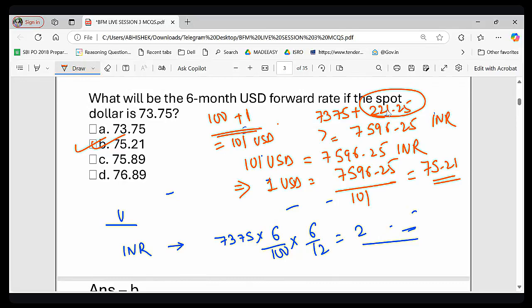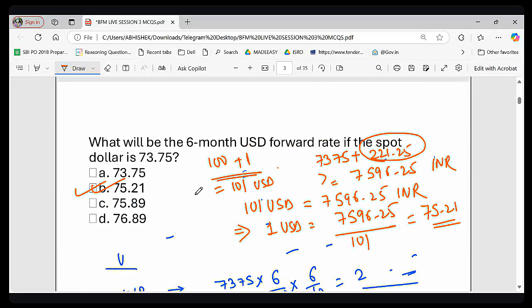Let me know in the chat if this explanation was clear, and if you have any doubt, feel free to ask. Yes, 75.21. Very good. So this is our answer to this particular question. This is the forward rate that we were asked to calculate. Okay, clear. Very good. Now let's move to the next question.